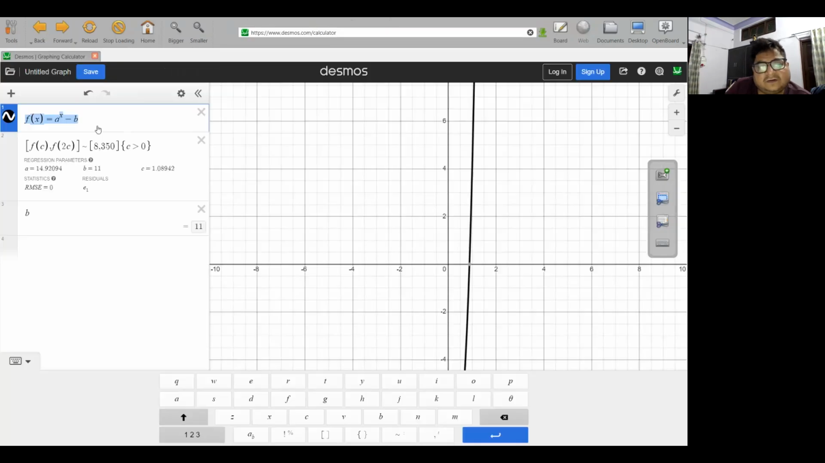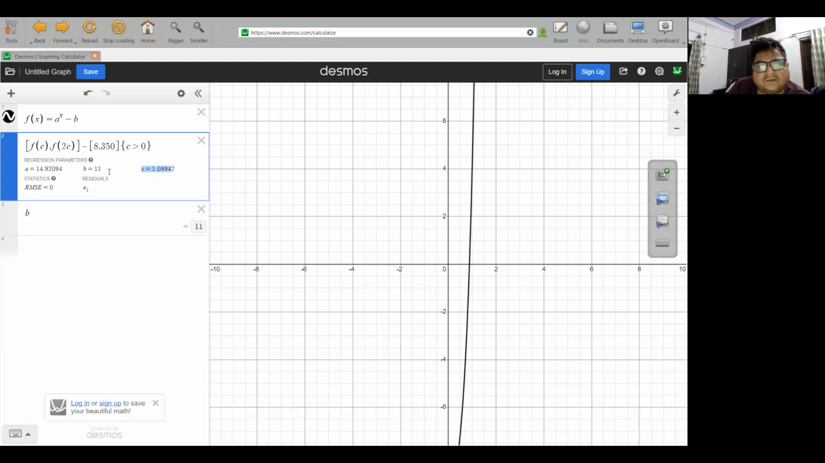Here I write the first function, then I use the regression equation. I write all the left part of the equation, then I write all the right part of the equation. And the constraint, you have to write it in a curly bracket. So c is greater than 0. They are taking c always greater than 0. And they will give you the value of a, b, and c. Here you can check the c value is greater than 0. So the value of b is 11. So the answer is 11. Anybody has any doubt, please ask.